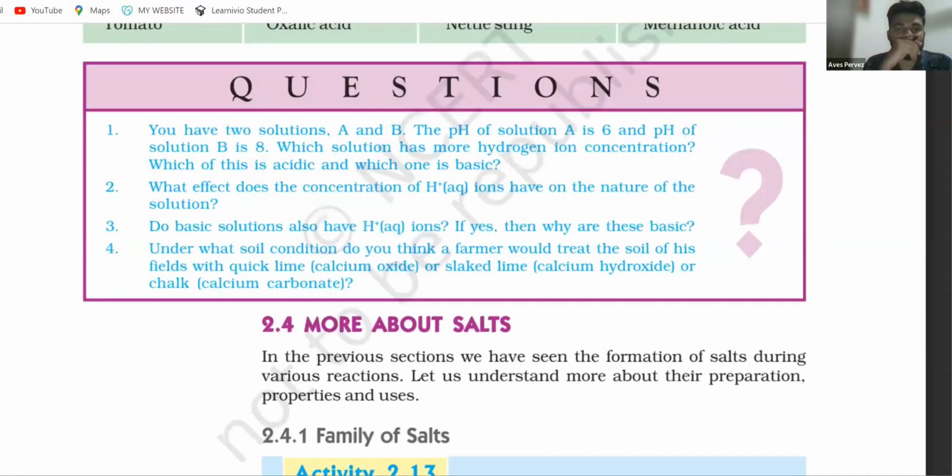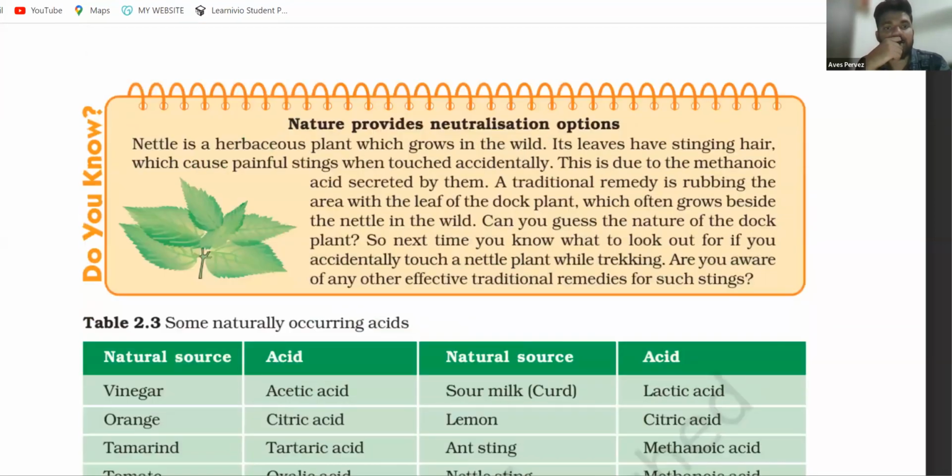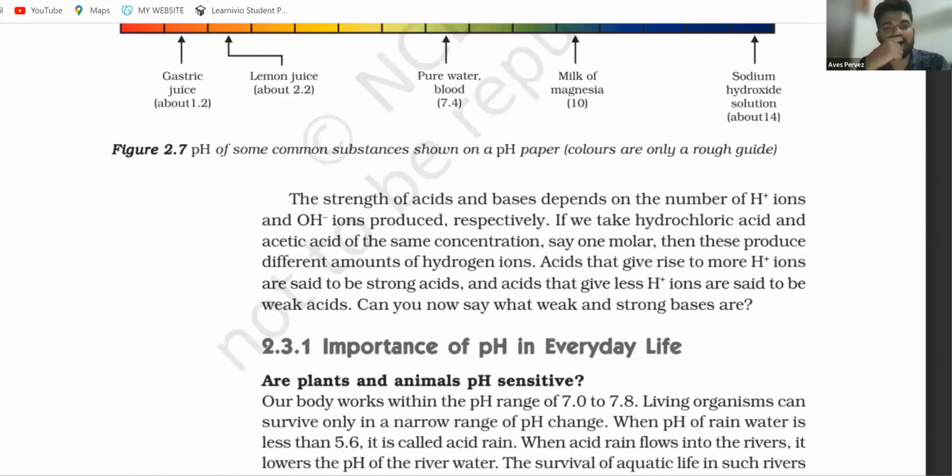Okay. So here we have another question. What effect does the concentration of H plus ions have on the nature of a solution? So you know that if the H plus ion concentration is more, then it is acidic. If the H plus ion concentration is less, then it is basic. Got it? Will you be able to answer this question? Yes, sir.